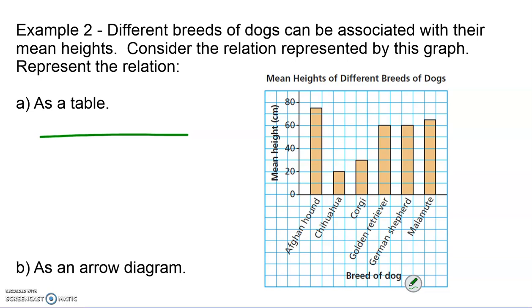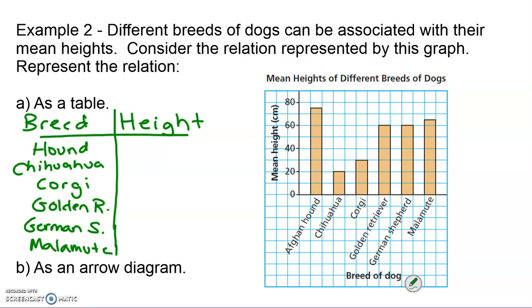So in my table, I'm going to put on one side the breed and the other side the height. So we'll write down all the breeds and then their heights. So the hound is 75 centimeters tall, the Chihuahua is 20 centimeters tall, then we have the Corgi is 30, the Golden Retriever is 60, the German Shepherd is 60, and the Malamute is 65. So that's how we would write this as a table.